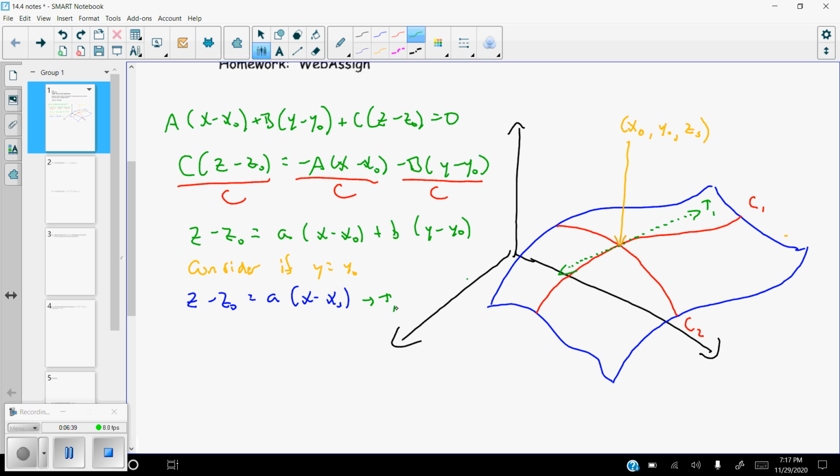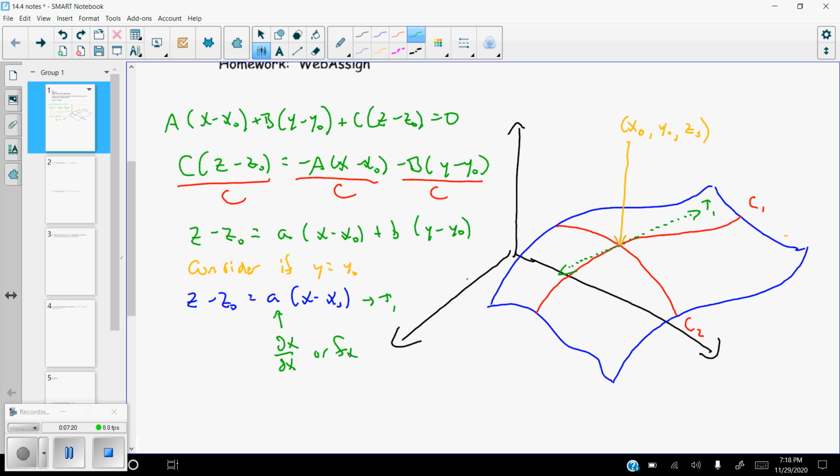Now, if you really think about this, let's kind of think about what these things are. This piece right here, this A, if I were to divide the x minus x naught on both sides, what I would really have is z minus z naught over x minus x naught. Well, z minus z naught is the change of z, and x minus x naught is the change of x. What that makes A is dz dx, or the partial with respect to x.